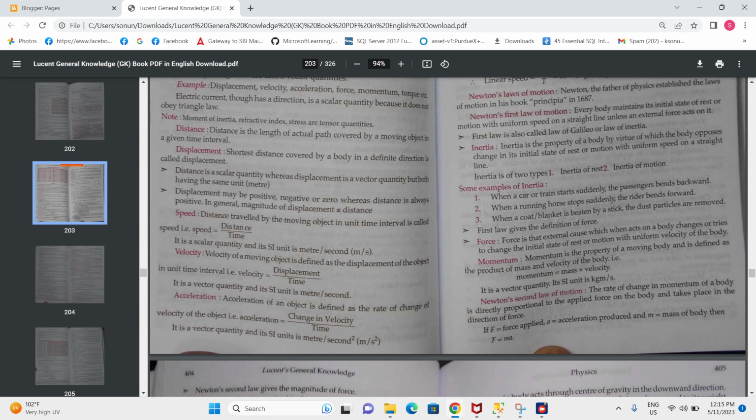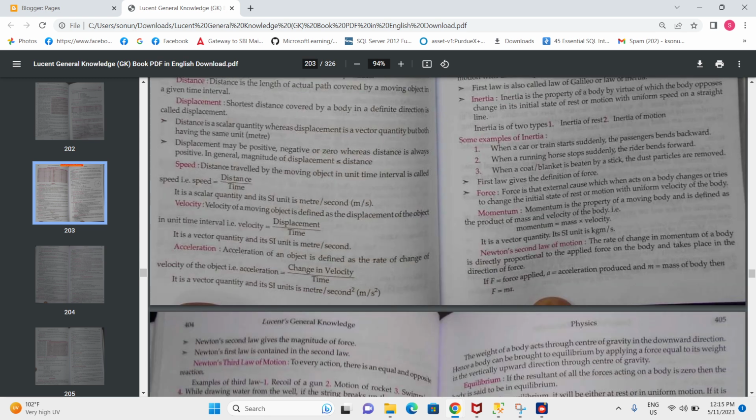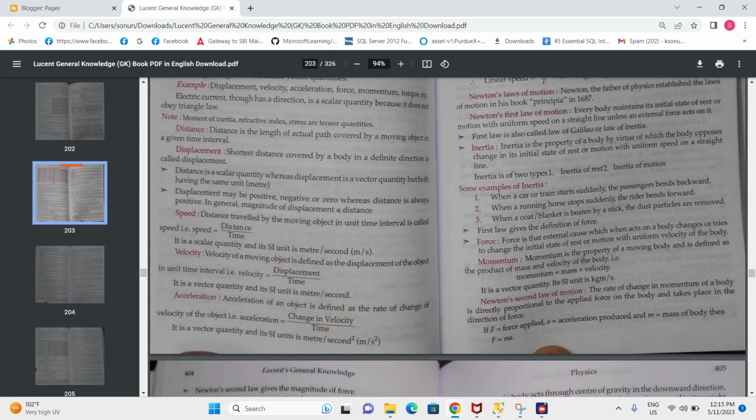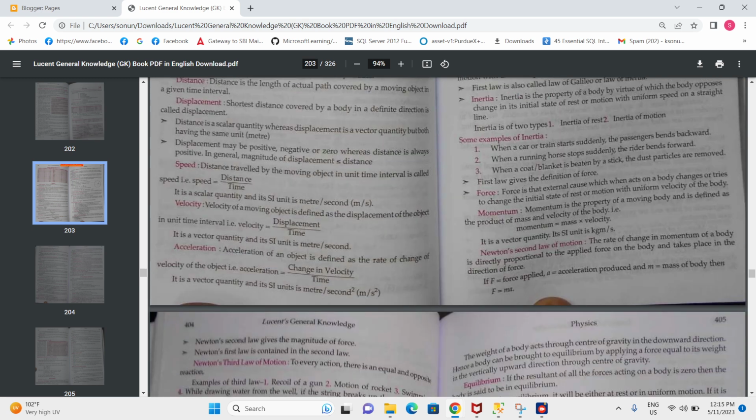The first law gives the definition of force. This is also one of the important objective questions. Like, Newton's which law gives the definition of force? First law. Newton's which law gives the definition of force? First law. Newton's first law is also called Galileo's law or law of inertia. This is also one of the important points. Inertia is of two types: inertia of rest and inertia of motion.